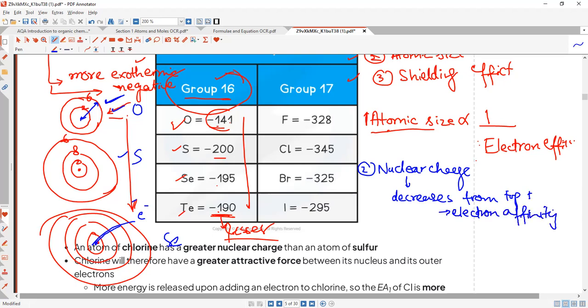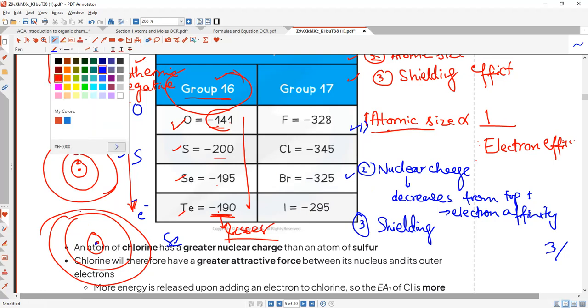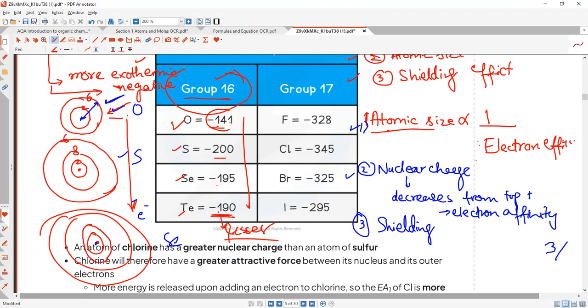So it's important to write all 3 points and explain these 3 points in writing the answer. Otherwise, you will lose marks, because in most papers this is a 3 mark question. So you have to explain one by one. Each factor has 1 mark. Third one is shielding effect. Now compare again oxygen, sulfur, and selenium, and tell me which one has the highest shielding effect. Do you remember what shielding effect is?